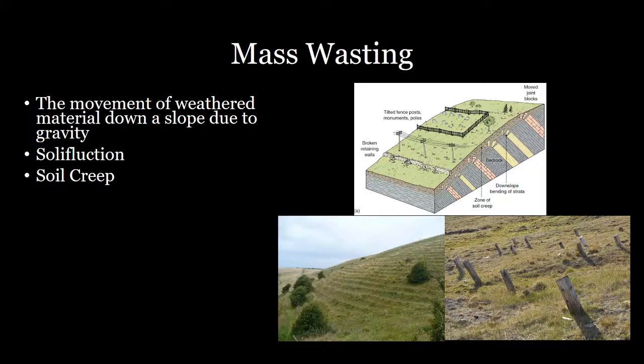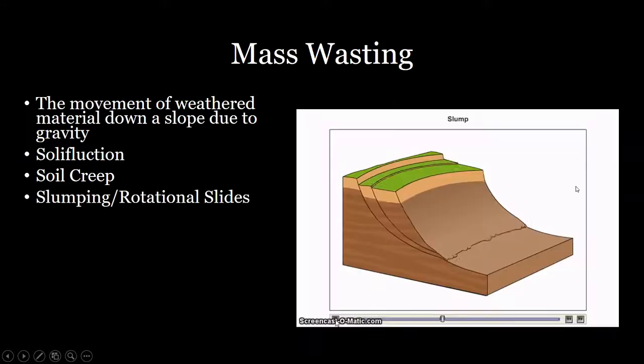Next, we have soil creep. So this is similar, except it tends to occur when there's less water. So soil can act somewhat like a viscous fluid, and so it will slowly flow downhill. And you can see evidence of that in this micro topography here, as well as these signposts that have been tilted as the soil creeps downhill. And so, yeah, that's soil creep.